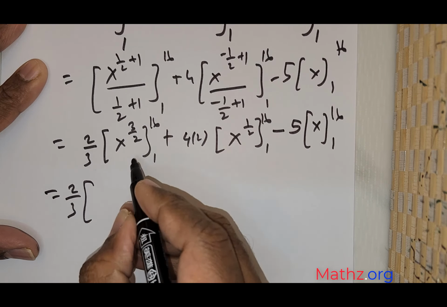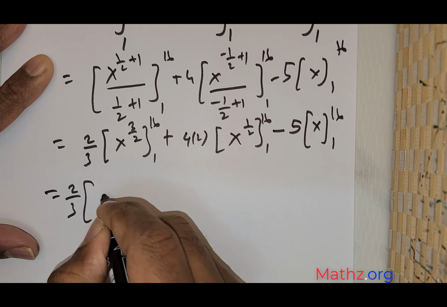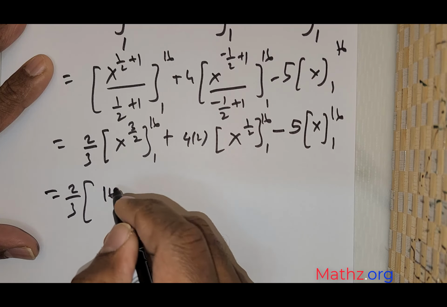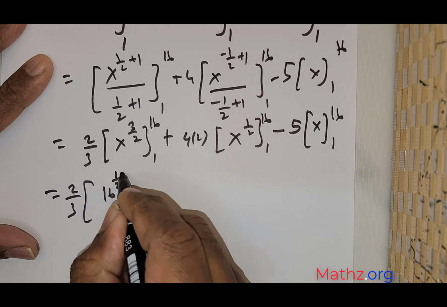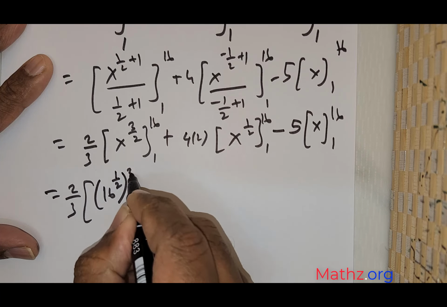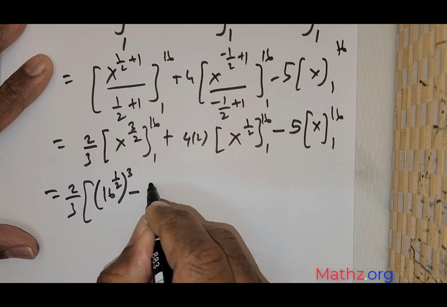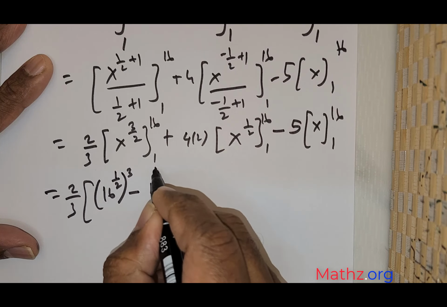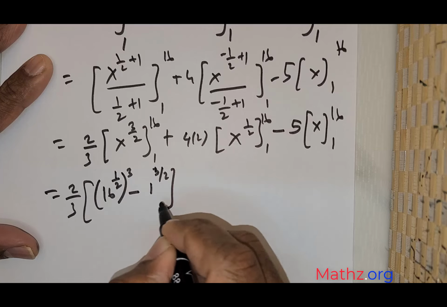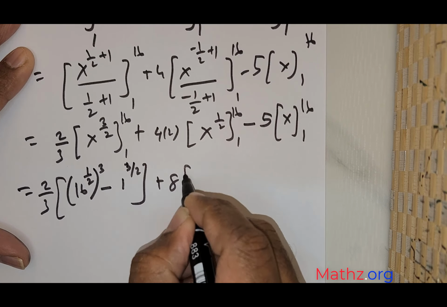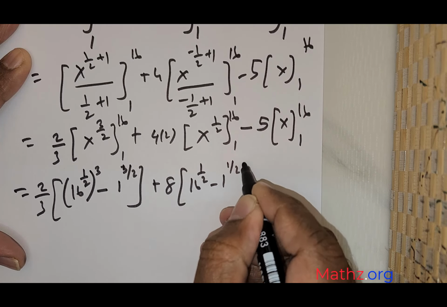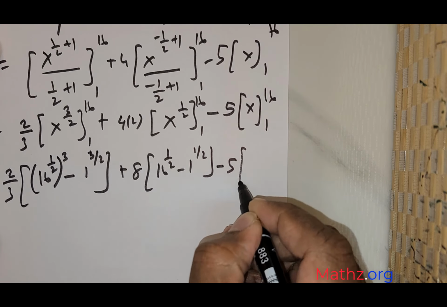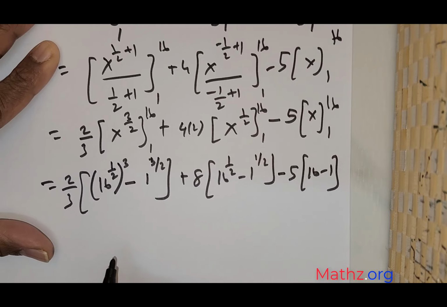So this is 2 over 3. Now you apply 16, in place of x you substitute 16, but I'm going to rewrite it like this: 16 raised to the power of 1 over 2, the whole raised to the power of 3, followed by negative 1 raised to the power of 3 over 2, that will give us 1, followed by 8. Similarly 16 raised to the power of 1 over 2, negative 1 raised to the power of 1 over 2, negative 5 times 16 minus 1.